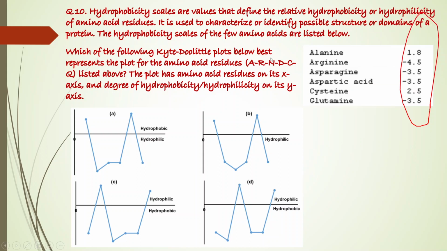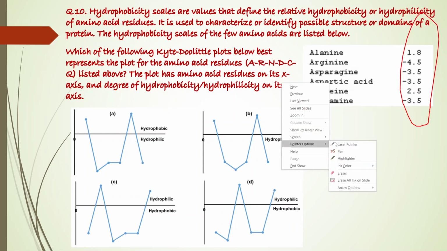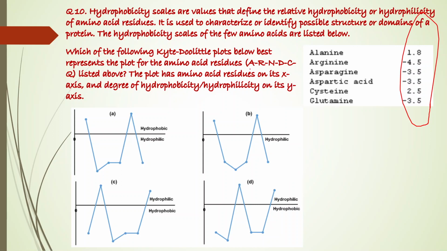Now they are asking, so this is the sequence ARNDCQ. This is your full sequence, ARNDCQ. Their corresponding values are also given, and the Kyte-Doolittle plots are given. You have to identify which among them is the correct Kyte-Doolittle plot for this particular sequence.